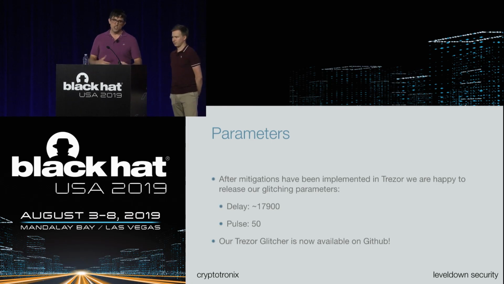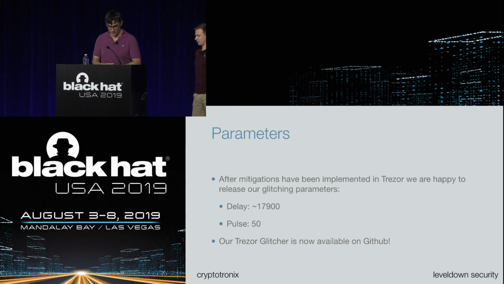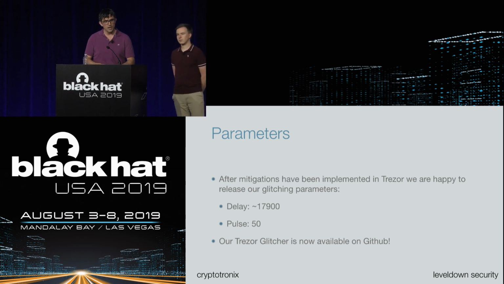So the key to doing this, and the key to making this applicable, is to know the parameters of the glitch. So now, after working with Trezor, we're happy to release these parameters. These numbers are essentially clock cycles at 100 megahertz. So the delay is at 17,900 clock cycles with a pulse of 50 clock cycles. And yeah, we're going to put this up on GitHub.